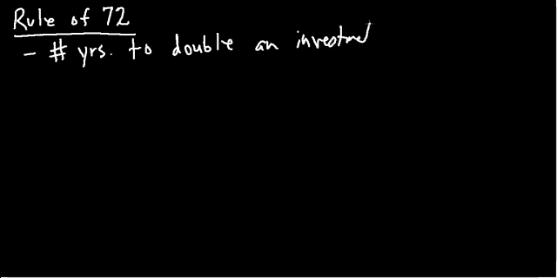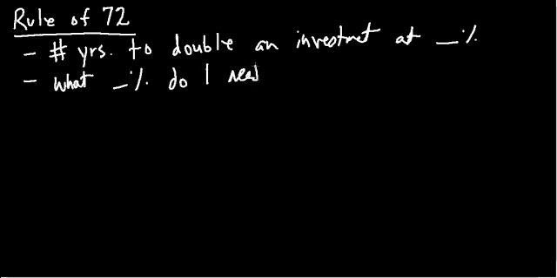Investment at blank percent, whatever percentage you want. Now, just being a math formula, you can move the factors around, and you can also figure out what interest rate do I need to double in so many years that I want?